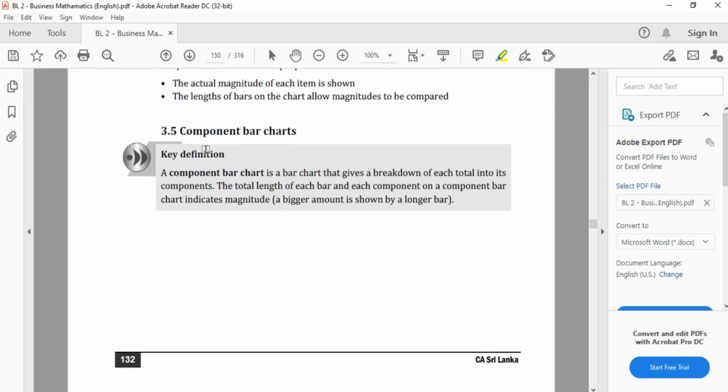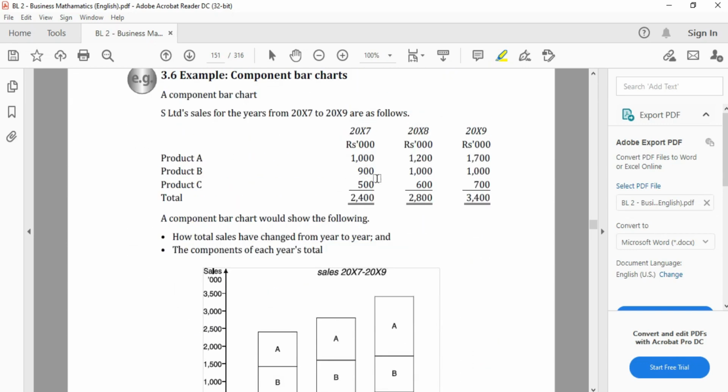Let's then look at component bar charts. A component bar chart is a bar chart that gives a breakdown of each total into its components. The total length of each bar and each component on a component bar chart indicates magnitude. So a bigger amount is shown by a longer bar.